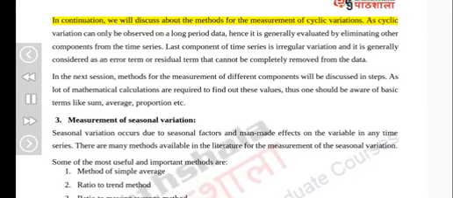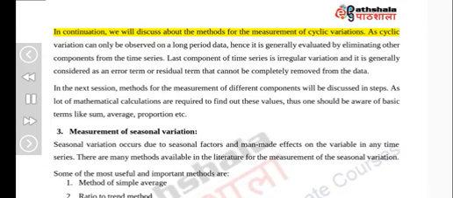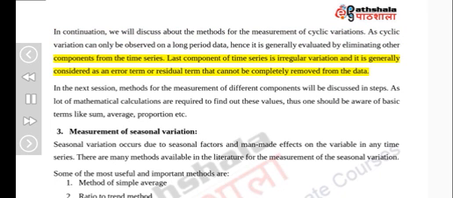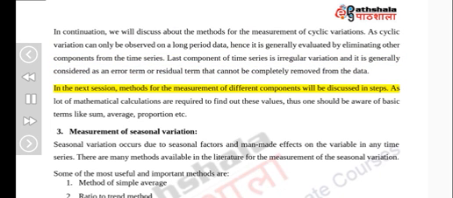In continuation, we will discuss the methods for the measurement of cyclic variations. As cyclic variation can only be observed on long period data, it is generally evaluated by eliminating other components from the time series. The last component of time series is irregular variation, and it is generally considered as an error term or residual term that cannot be completely removed from the data. In the next session, methods for the measurement of different components will be discussed in steps. As a lot of mathematical calculations are required to find these values, one should be aware of basic terms like sum, average, proportion, etc.